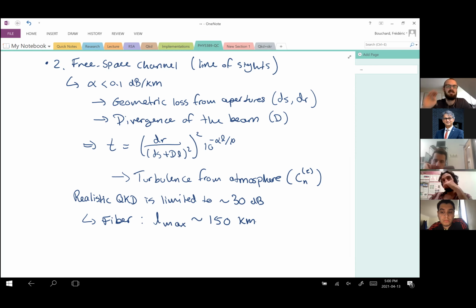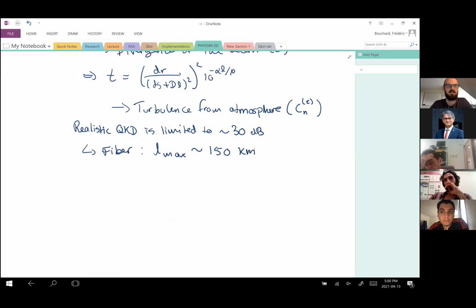Well, probably because there's the curvature of the Earth at some point, but yeah, it's not much better in free space. It's probably even worse. So people started to look at other options. One of them is satellites. Satellite QKD.